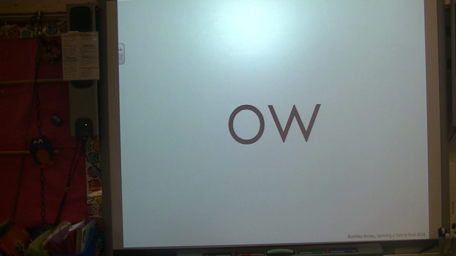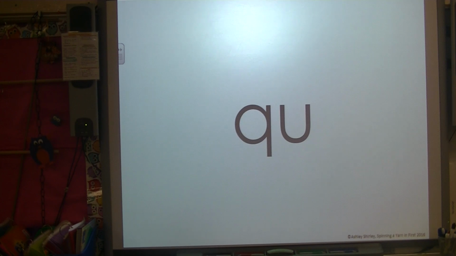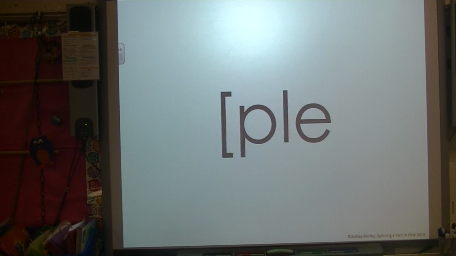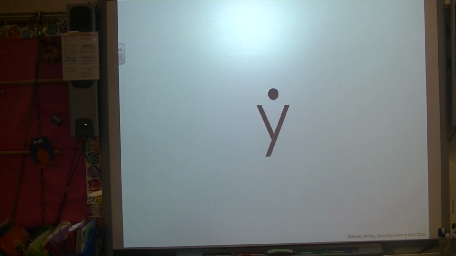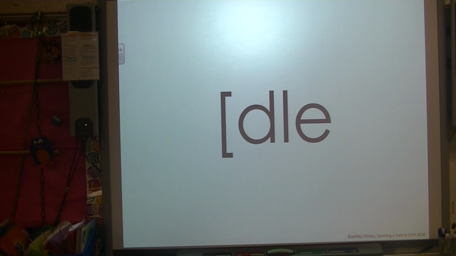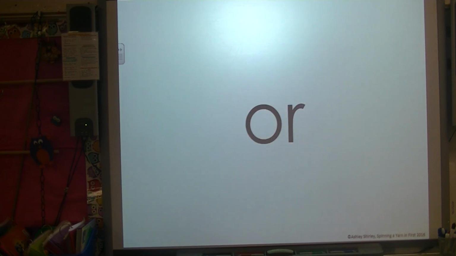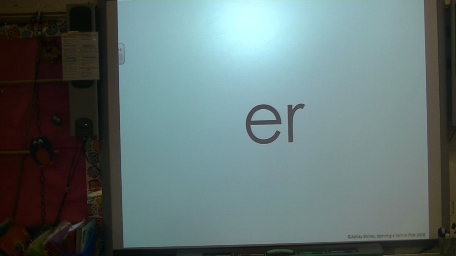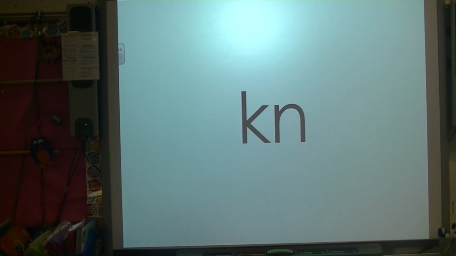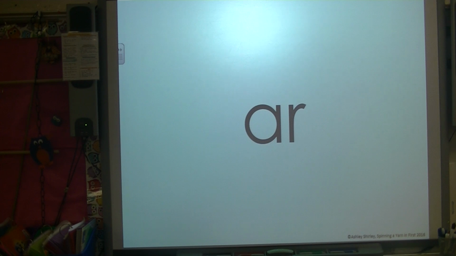Diphthong and digraph O-W, trigraph T-C-H, trigraph D-G-E, combination Q-U, O consonant E, final stable syllable P-L-E, digraph A-U, the vowel Y, diphthong O-I, final stable syllable D-L-E, diphthong O-Y, combination O-R, A consonant E, I consonant E, combination E-R, ghost letter digraph K-N, final stable syllable G-L-E, combination A-R.